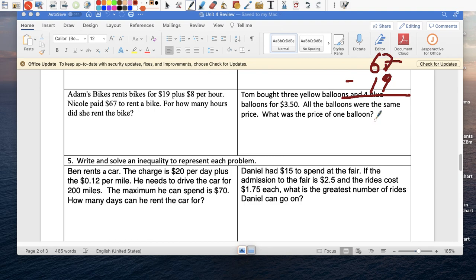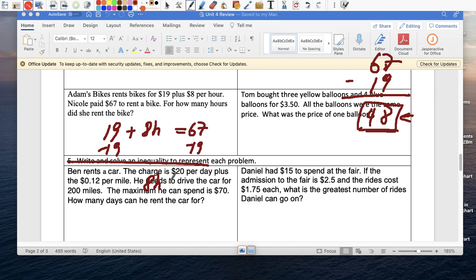Right? So that's 48. And then this was how much she spent for the hours, right? And if it was $8 per hour, how many hours is that? Well, obviously 6. But how do we write that as an equation? So the total was 67. 19 was just for the bike, and then $8 per hour. And there's your equation. Minus 19. Get 8h equals 48. Divide both sides by 8. And h equals 6. So she rented the bike for 6 full hours.